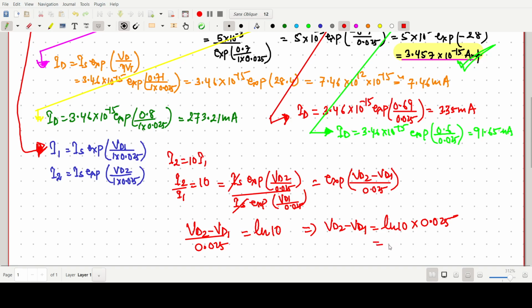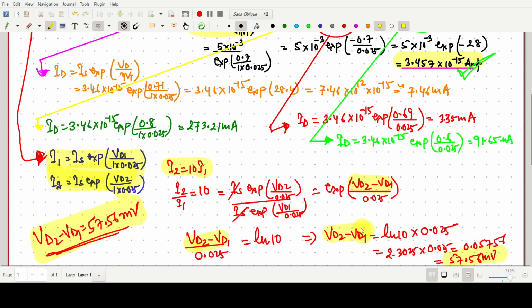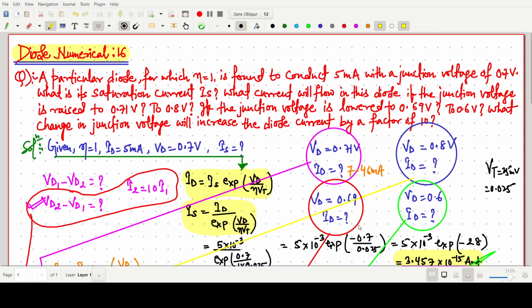This value everyone has to know: 2.3025 into 0.025. If we solve this one, it will come 0.05756, and if you write it in millivolt, it is 57.56 millivolt. So the change Vd2 minus Vd1 will be 57.56 millivolt. Okay, so this is all about this question. The last part is a little bit tricky, but we have to be very careful about these two terms. The question says the current will be 10 times the original one, so I2 is 10 times I1. Then after writing this, they are asking for Vd2 minus Vd1, which we found using this. So it is all about this question. Thank you for watching this video.